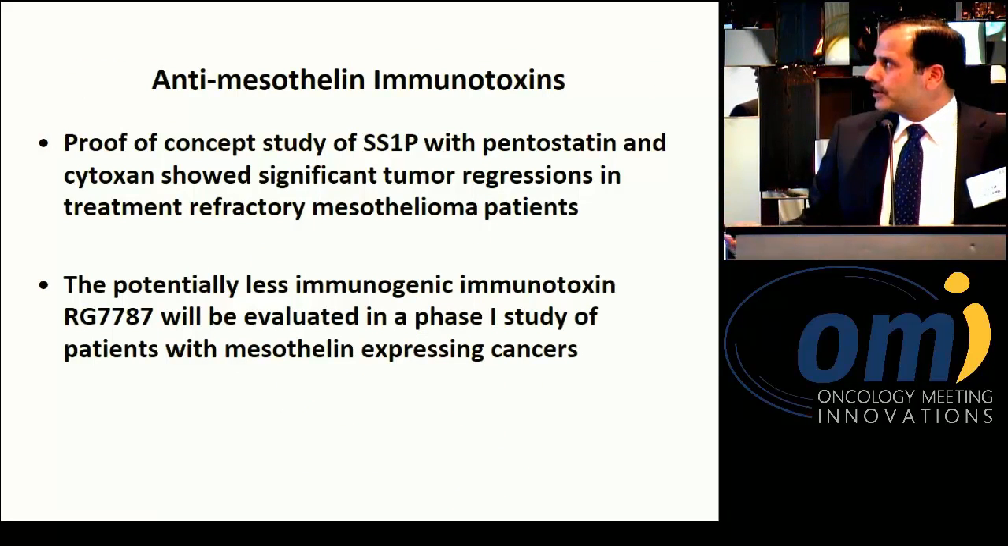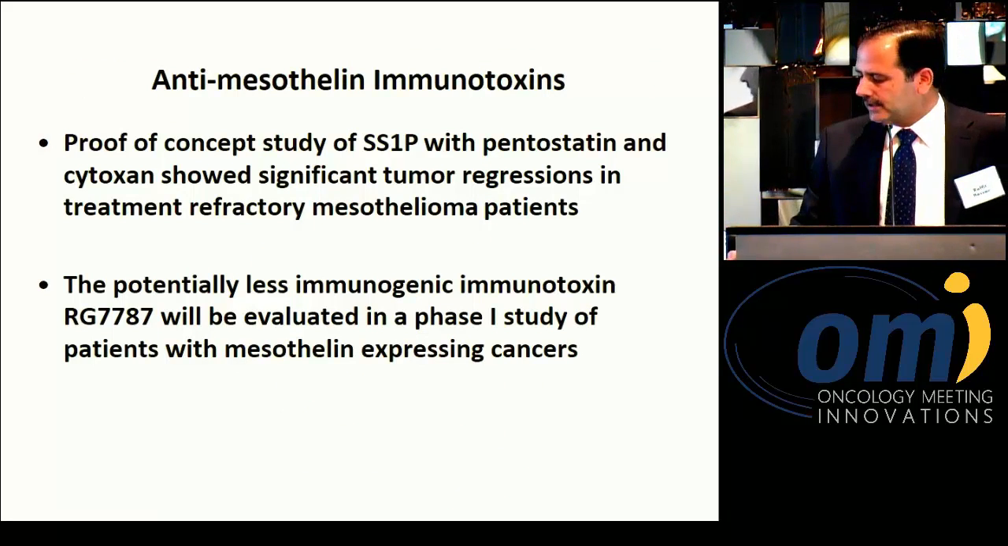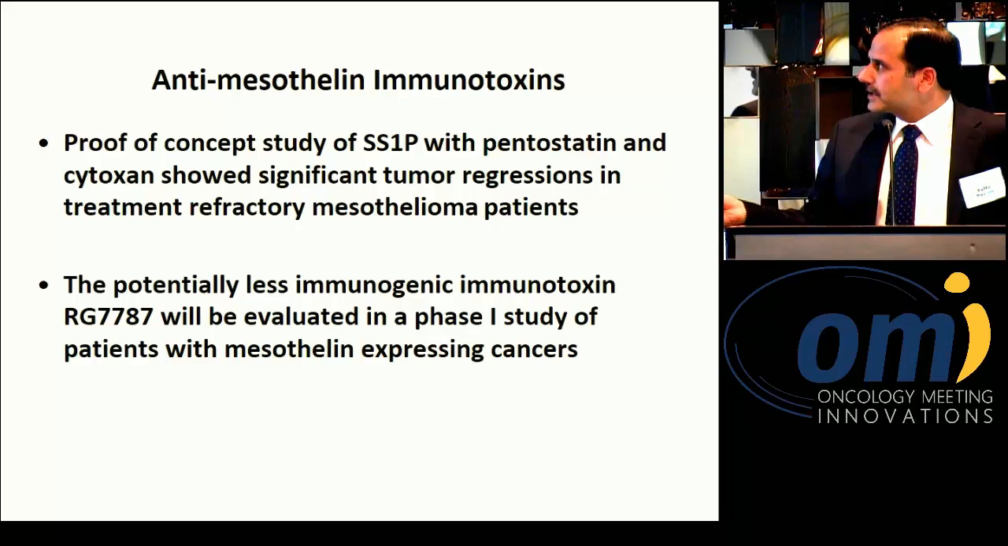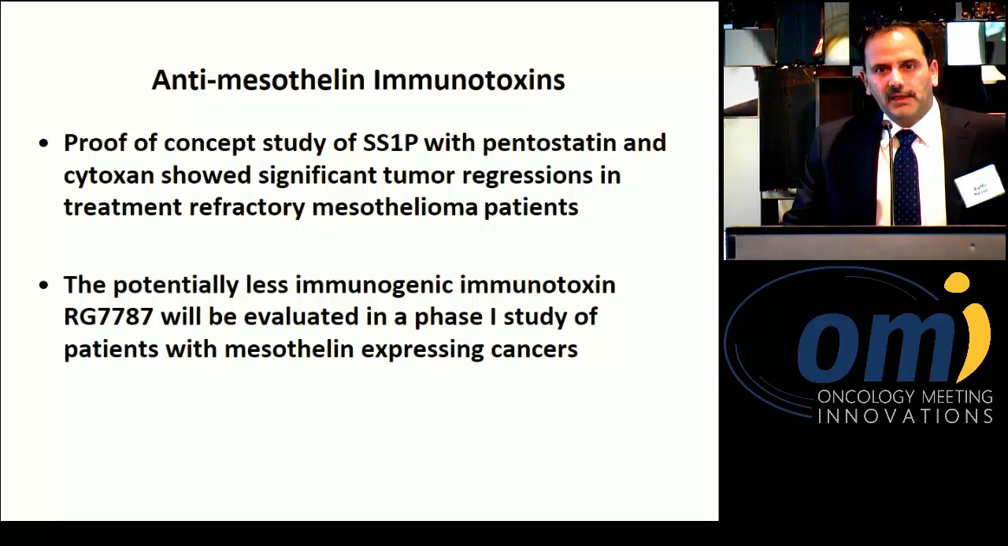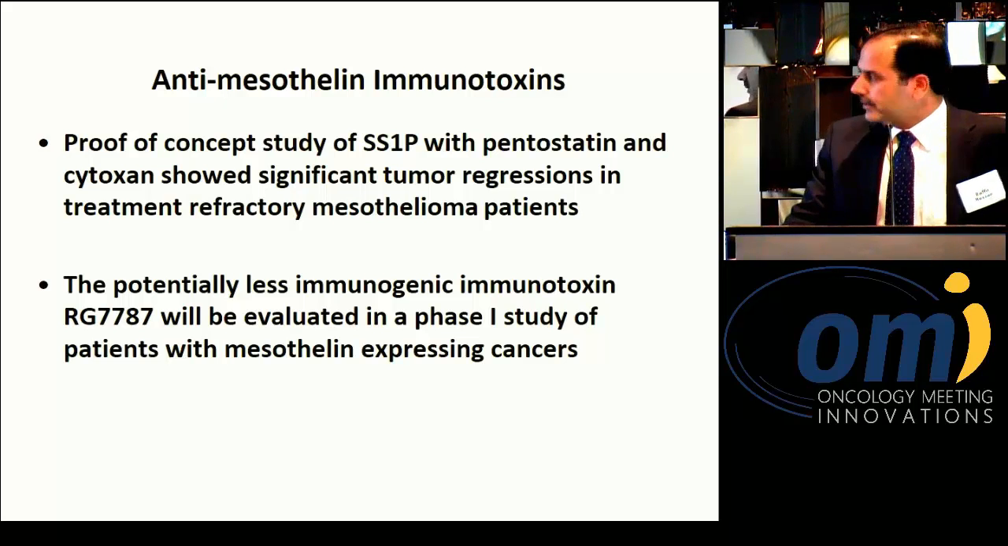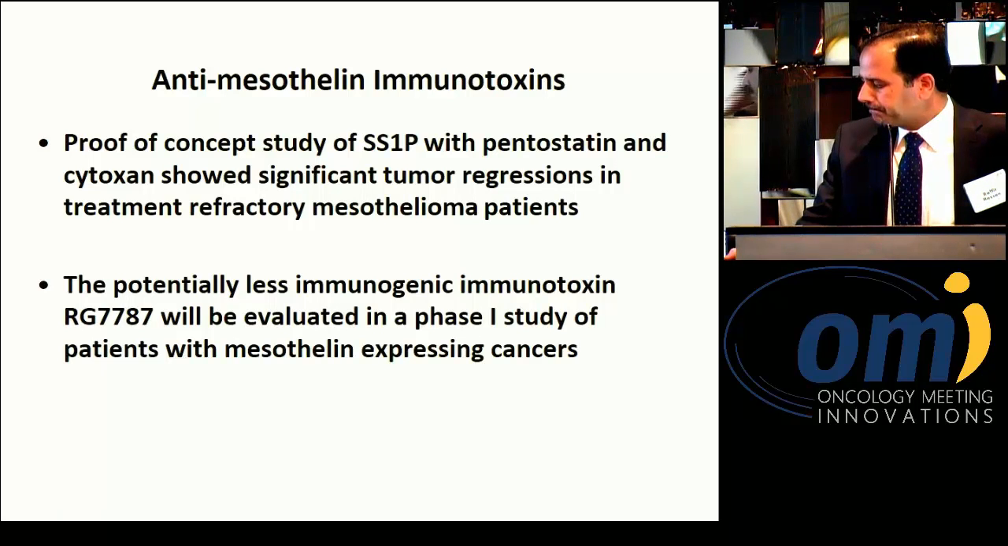To summarize our work on anti-mesothelin immunotoxin, I think we have shown proof of concept that SS1P with pentostatin and Cytoxan can cause tumor regressions, and this potentially less immunogenic immunotoxin will be evaluated in a phase 1 trial, and we hope to open it in January or February this year.